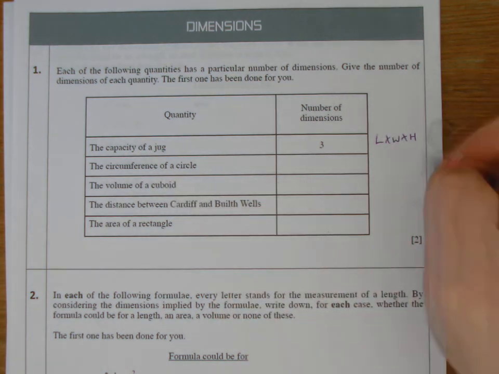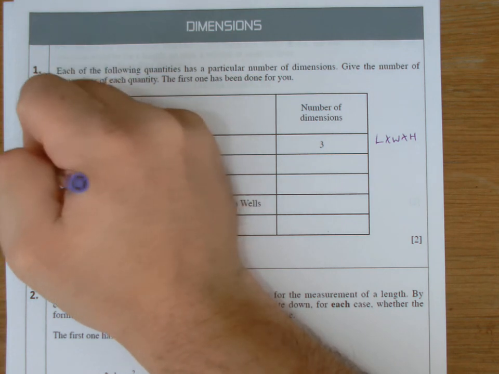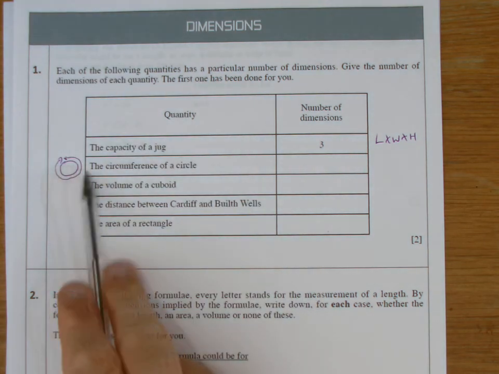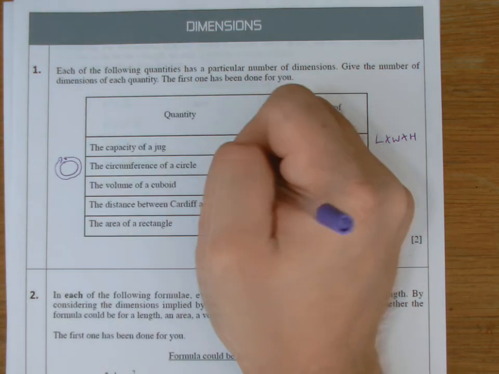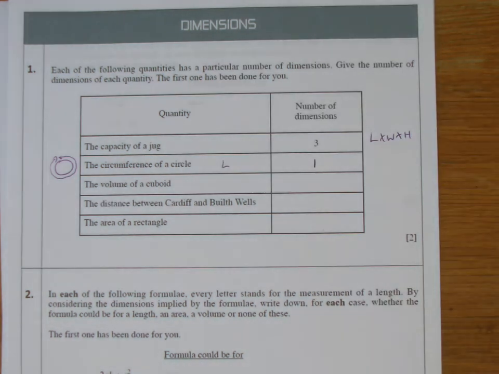Circumference of a circle. With the circumference, it's actually just measuring the length around. That's all you're doing with a circumference. You're measuring the length around, so you end up with a length, which is just one dimension, isn't it? All right, one dimension. That's all it is.